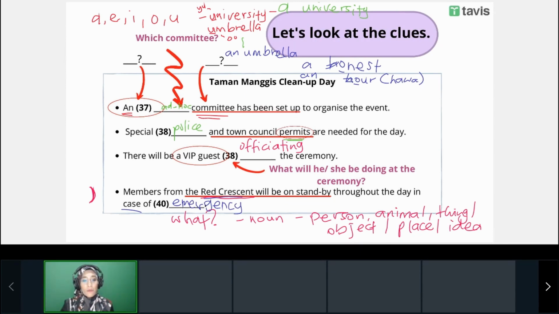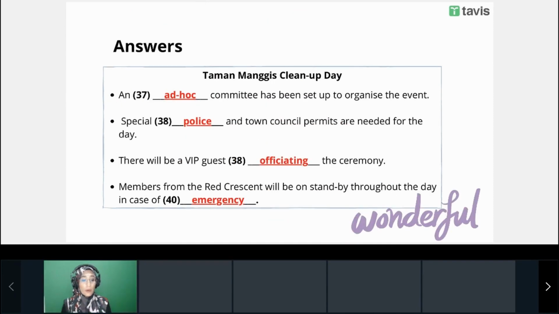Okay, everybody, if you got this all correct, excellent. Now we know these are the words, and you can see they are all only one word. Okay, everybody, please try not to go over the word limit because the instruction says one word only. So if you got all correct, wonderful, everyone.